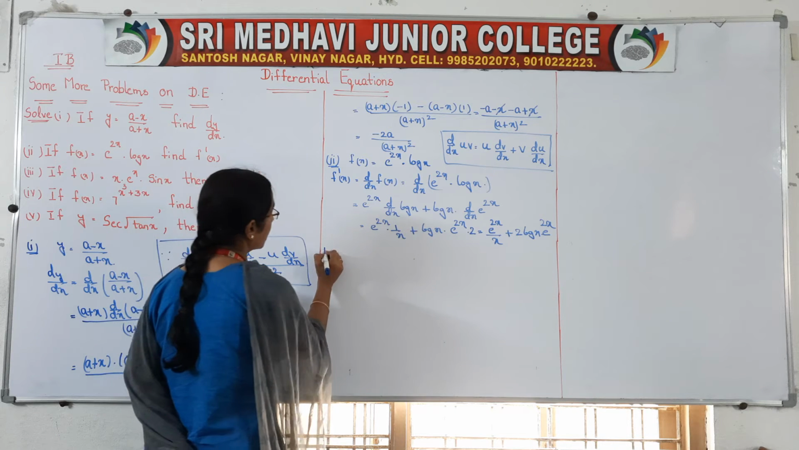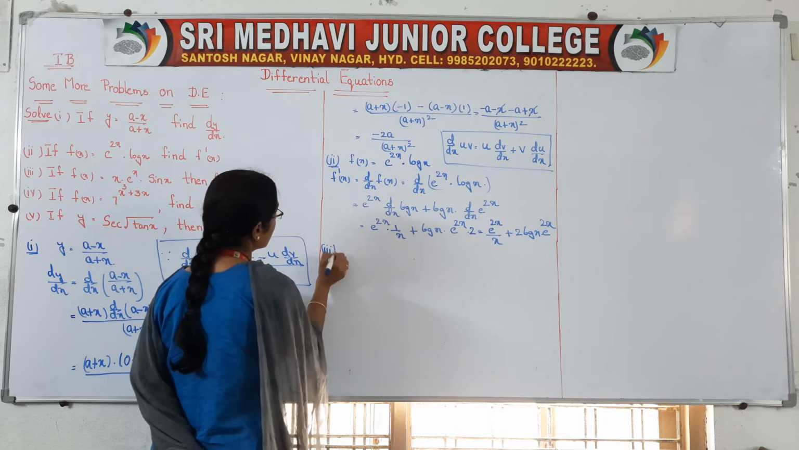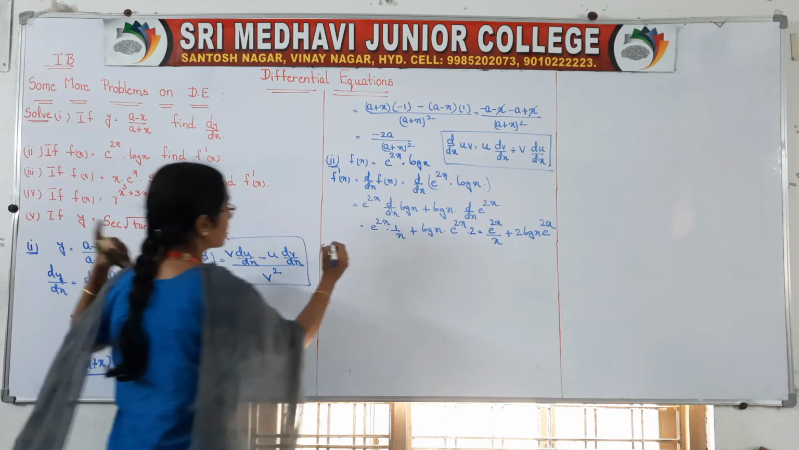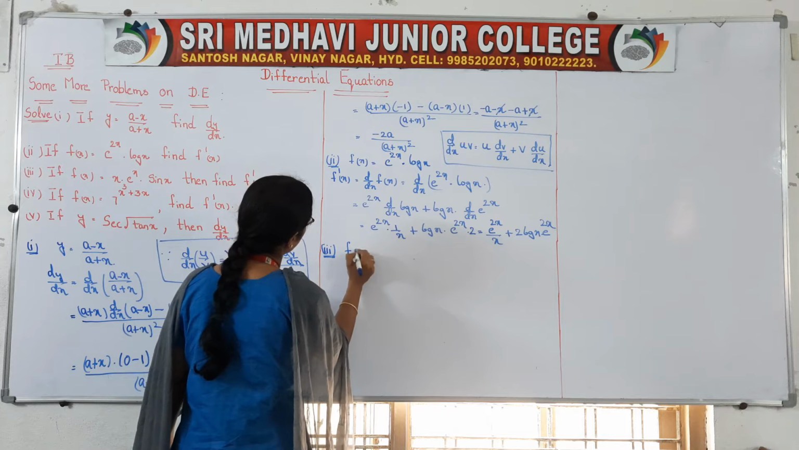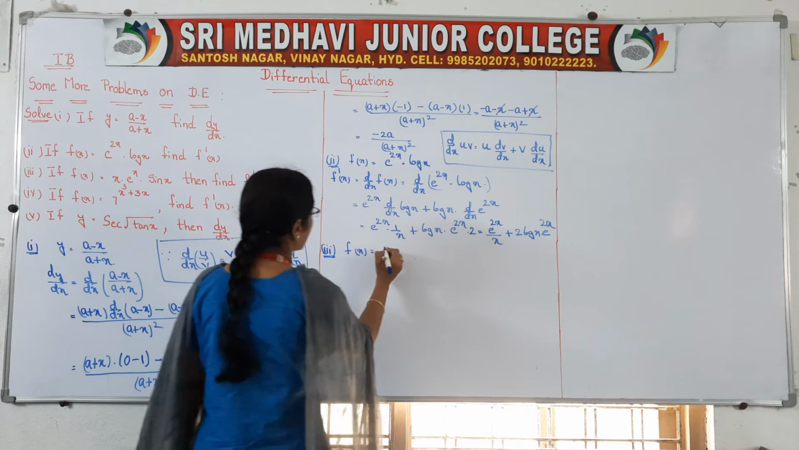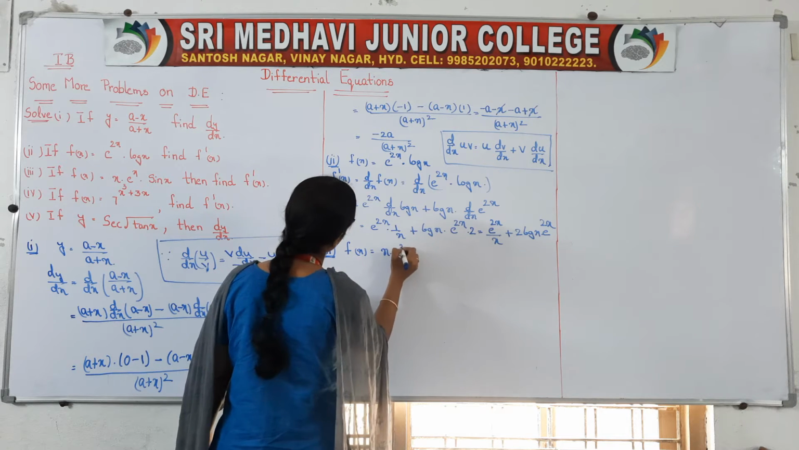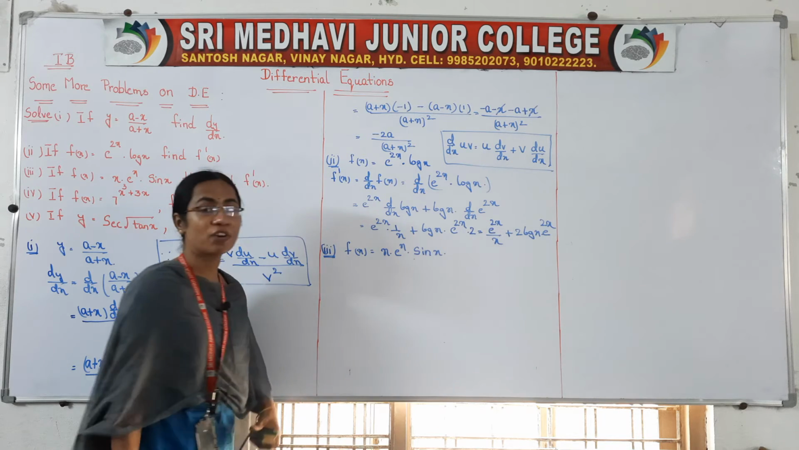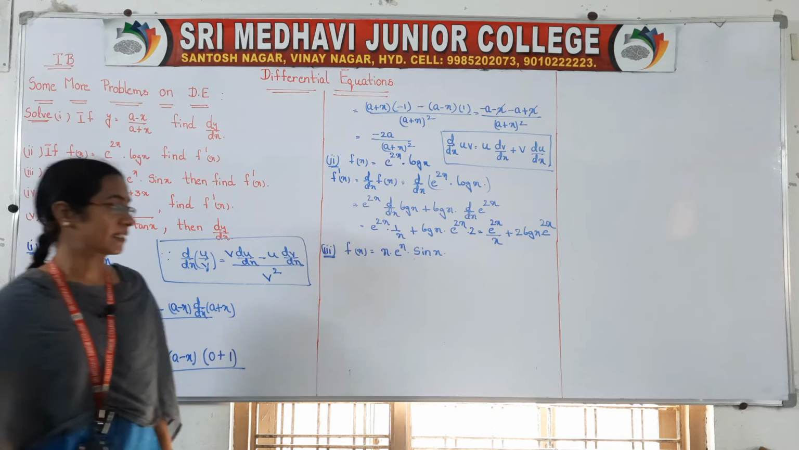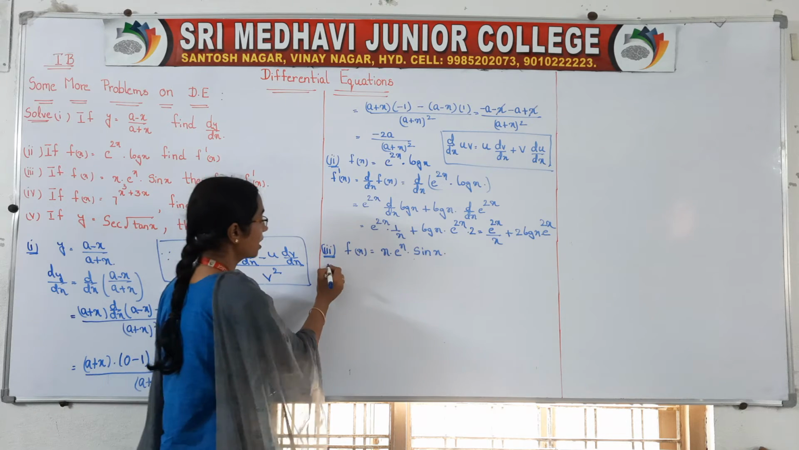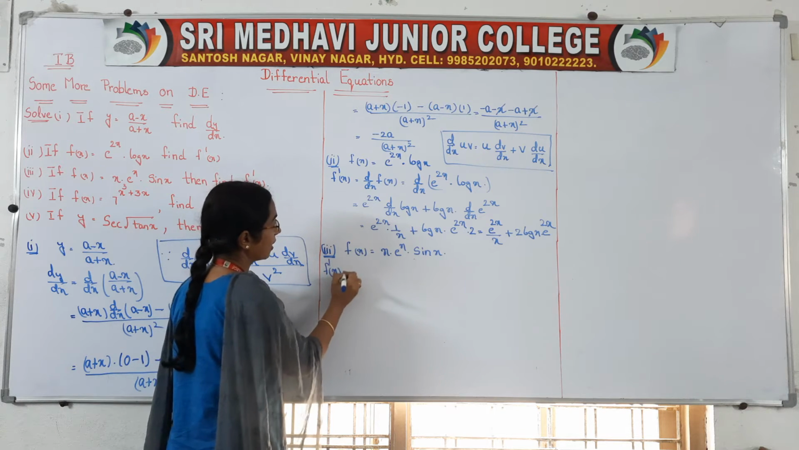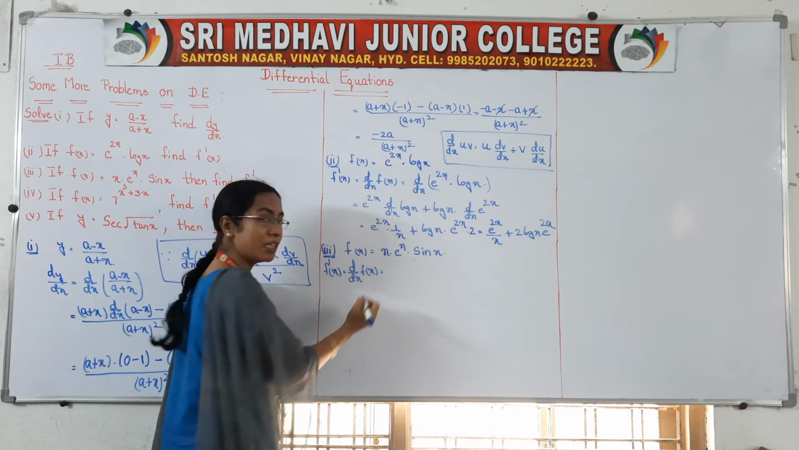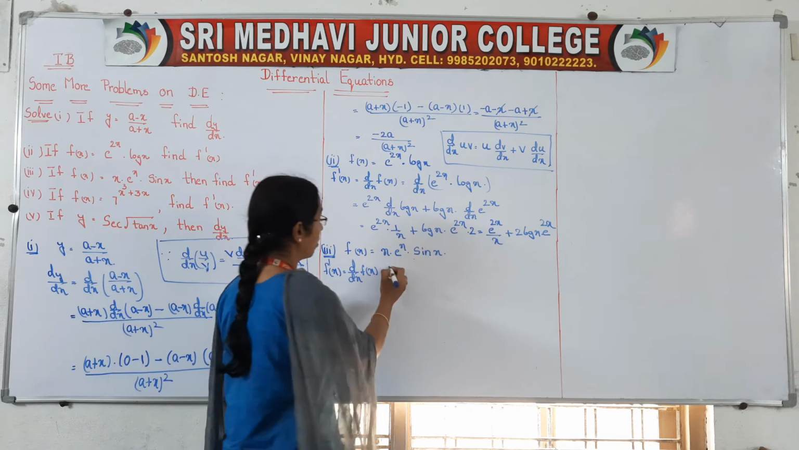Now come to the third one, right? What is your third question? If f of x is equal to, what is your f of x? It is x into e to the power of x into sin x. We have to find f dash x. Right. So what is the meaning of f dash x? It is nothing but d by dx of f of x. That means derivative of f of x.